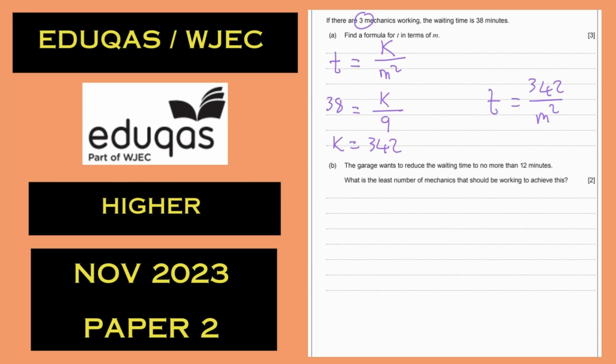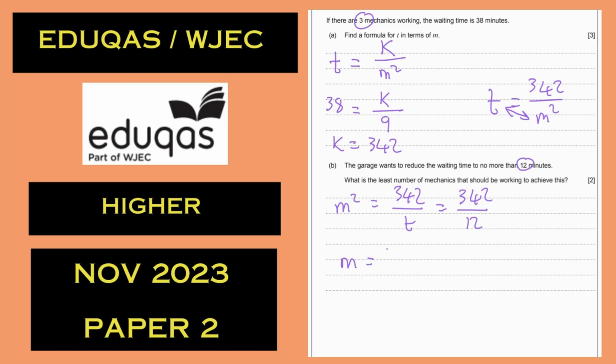Part B. The garage wants to reduce the waiting time by no more than 12 minutes. We're going to interchange these. So the formula is now m squared equals 342 divided by time. We want 342 divided by, they want the waiting time to be no more than 12 minutes. That means we're going to sub it in and then question the context. Don't forget to square root it.